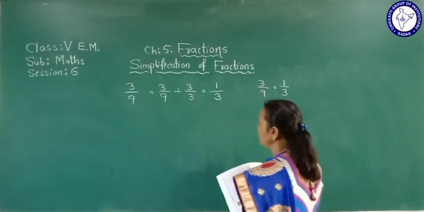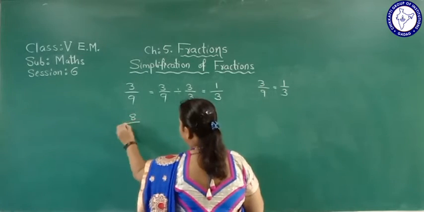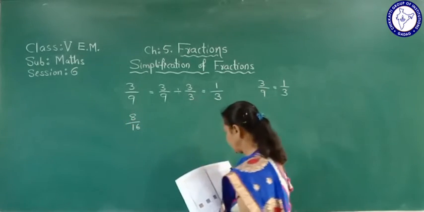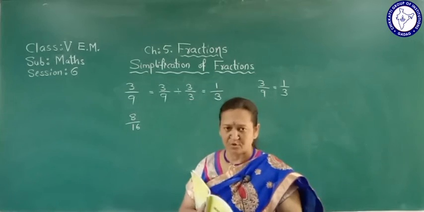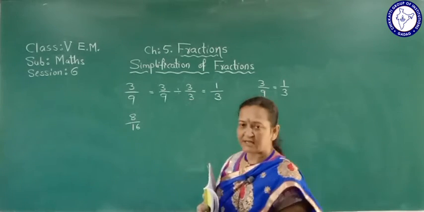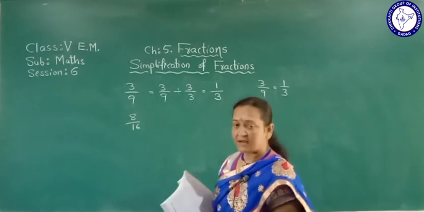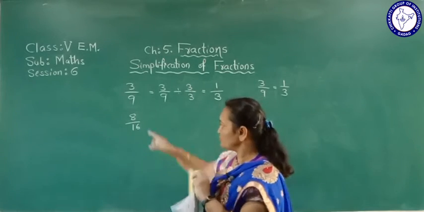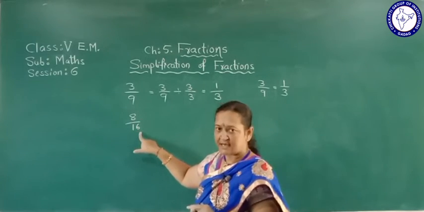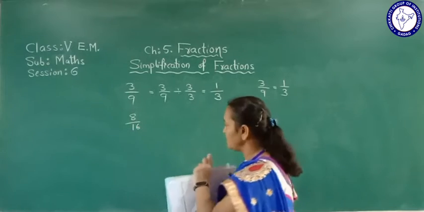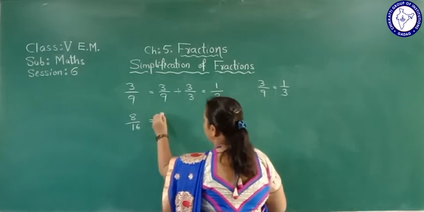Then the second one, 8 by 16. This 8 by 16 we can reduce by 2: 2 4s are 8, 2 8s are 16. Or you can reduce it by 4: 4 2s are 8, 4 4s are 16. Or 8 by 16, you can divide it by 8 itself.